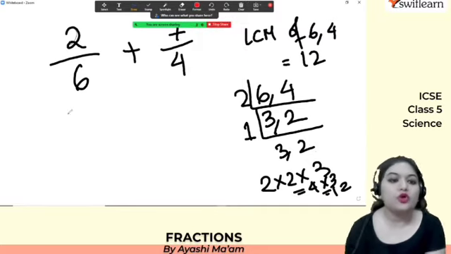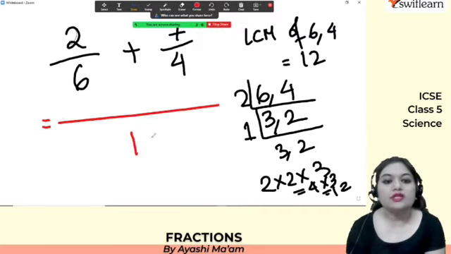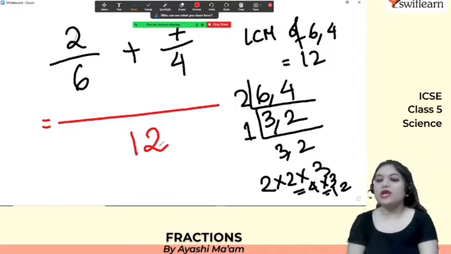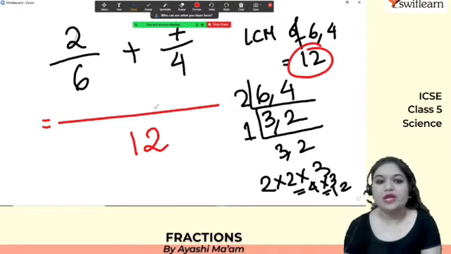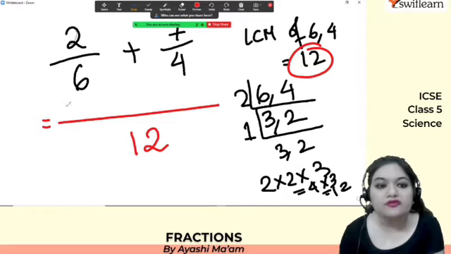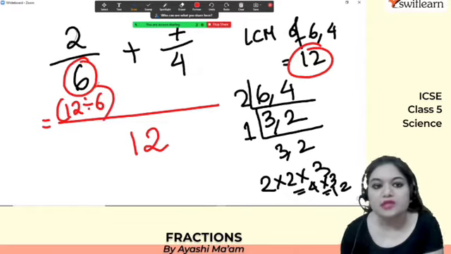Now, how are we going to solve it? At the denominator, we are writing the LCM, which is nothing but 12. 12 is the LCM. And for the numerator, at first, we will take the LCM. We will divide it by the first denominator, that means by 6.